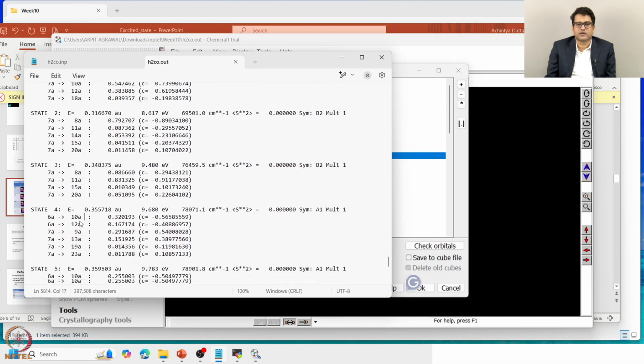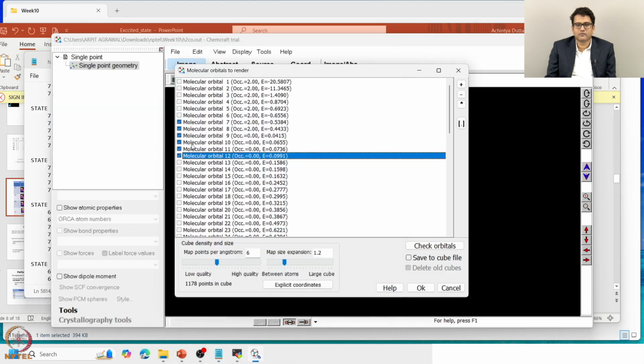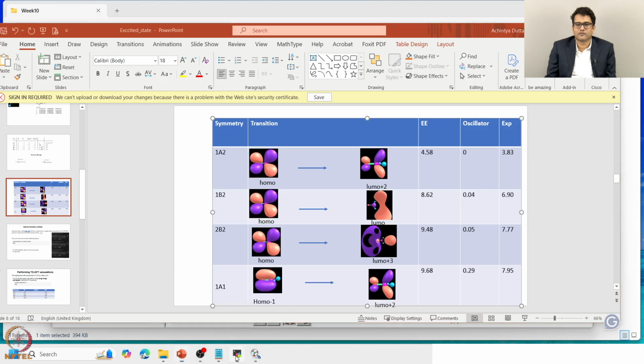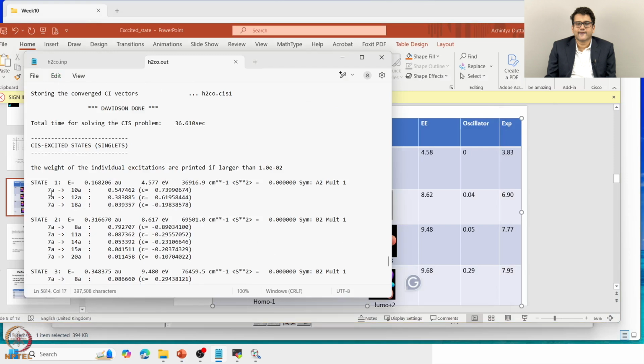No, for interpretation at least, if I restrict my attention to the dominant transition, I do not need the LUMO plus 4. It is LUMO, LUMO plus 1, LUMO plus 2 and LUMO plus 3. Okay. So, now all my molecular orbitals are there. Let us look at the first transition. It is HOMO to LUMO plus 2.